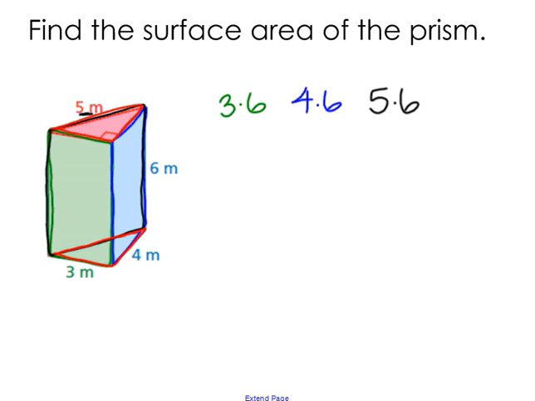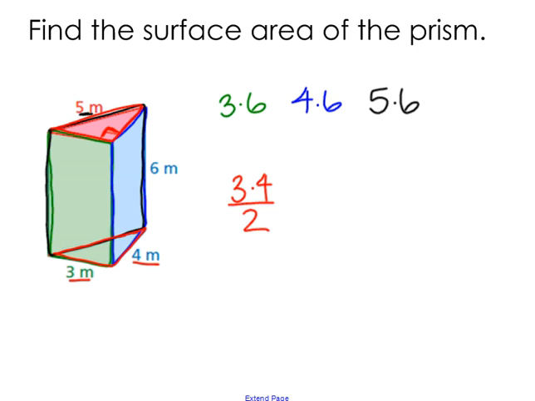Area for a triangle is base times height divided by 2. This right angle symbol right there tells us where the length and height are. So we're going to be using 3 and 4 as our length and our height of the triangle. So I have 3 times 4 divided by 2. That could be my top triangle.